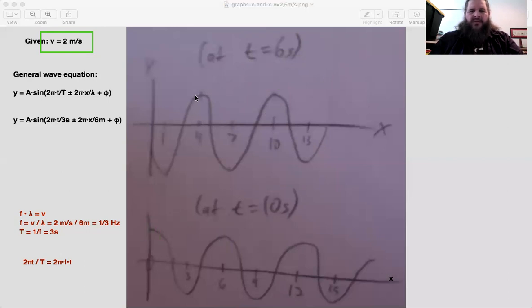Or maybe this trough at x equals 7 moves to the right and gets to x equals 15. We don't know which crest matches which crest or which trough matches which trough. We know it's moving, but we don't know which direction or how far. But if we have the speed, we can tell how far. Because how is speed defined? What is speed?